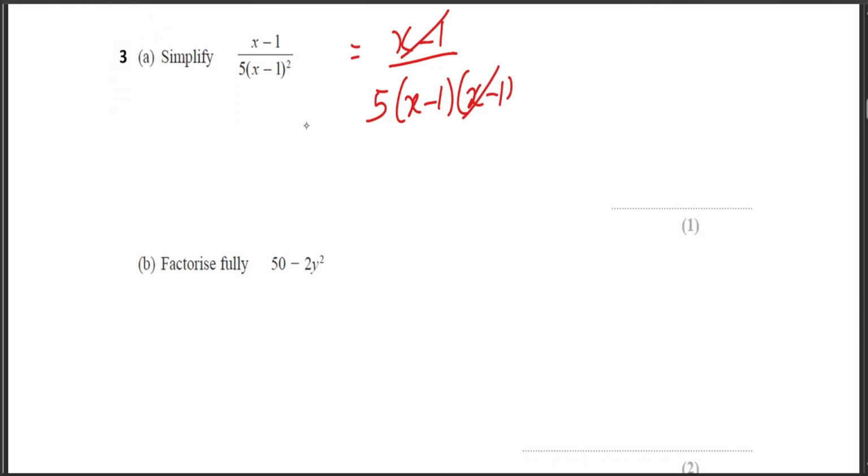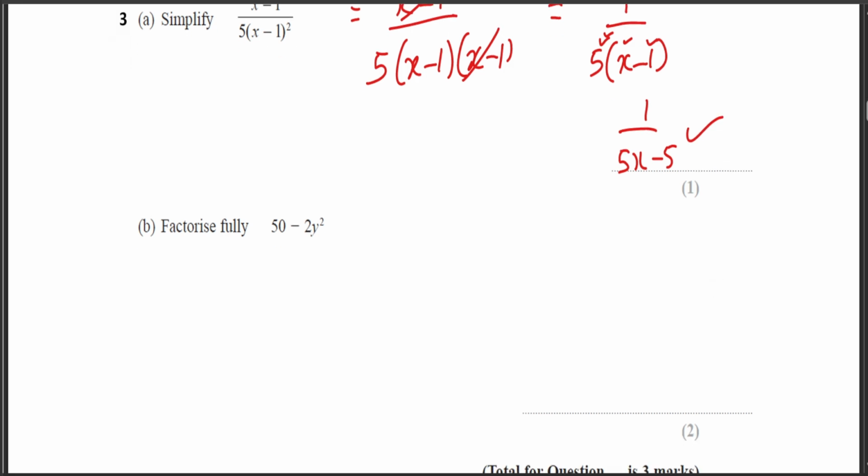This and this will cancel out, and you remain with 1 over 5 into bracket x minus 1. And if you want, you can expand, and this can be your final answer. 5 times x is 5x, and 5 times negative 1 is negative 5. 1 mark.